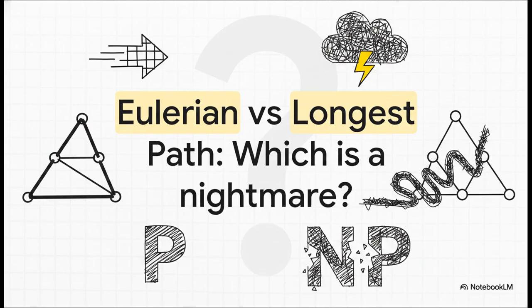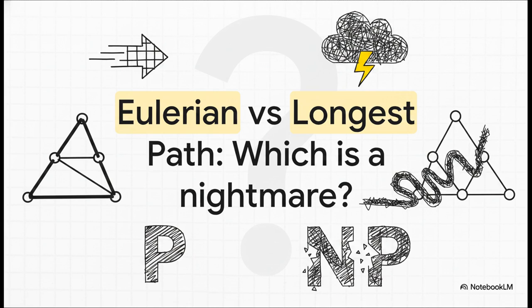Eulerian path versus longest path. An Eulerian path asks you to trace a route that uses every single line or edge exactly once. The longest path simply asks for the absolute longest route between 2 points without ever repeating nodes. So which is the easily solvable one and which is the computational nightmare?